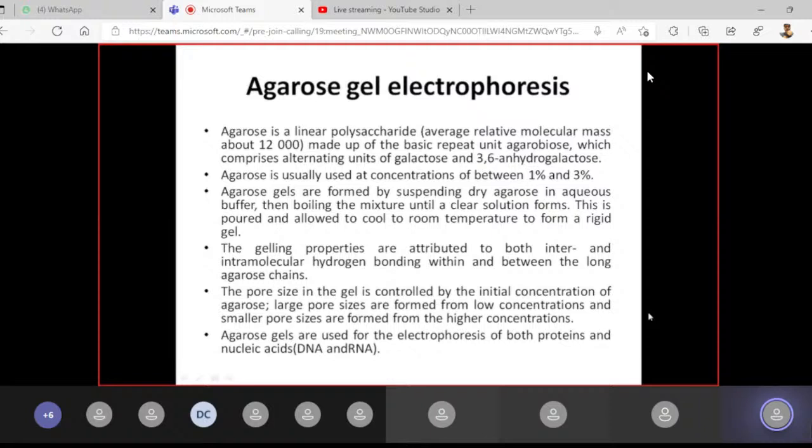So weigh agarose, dissolve it, heat it, pour it, solidify, then load your sample with dye, bromophenol blue and glycerol, let it run. Then you take it and observe under UV for DNA or RNA. For proteins, you can stain it with Coomassie blue. Is this clear? Any doubts in this agarose gel electrophoresis? Can we move on to the next electrophoresis technique? Yes, ma'am.